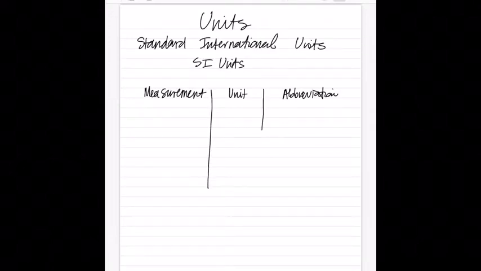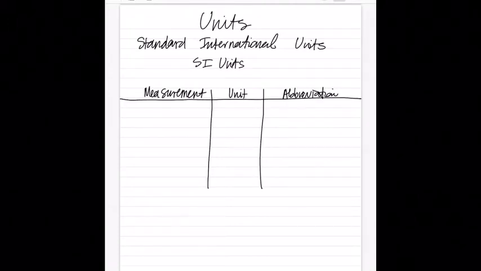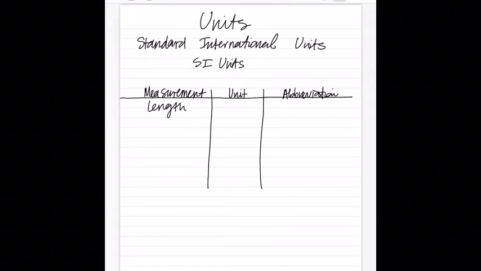Now, there are 7 of these recognized SI units. One of them we don't really use, but I'll still put it down. Okay, so the first one that I'm going to write down is, oops, excuse me, I dropped my Apple Pen. The first one we're going to use is for length. Okay, I want you to notice that I didn't say distance, I said length.